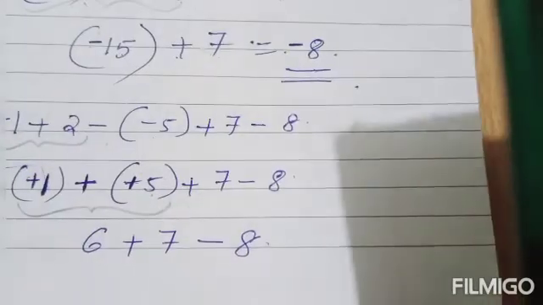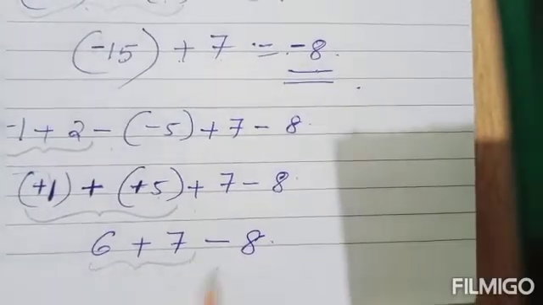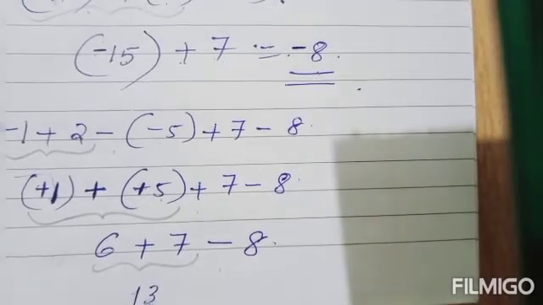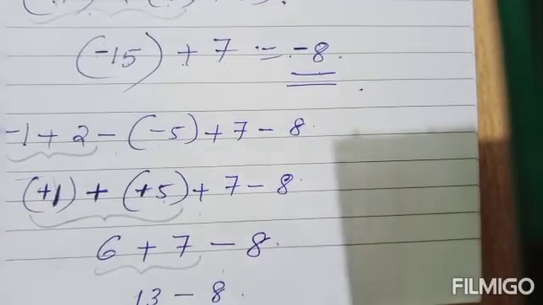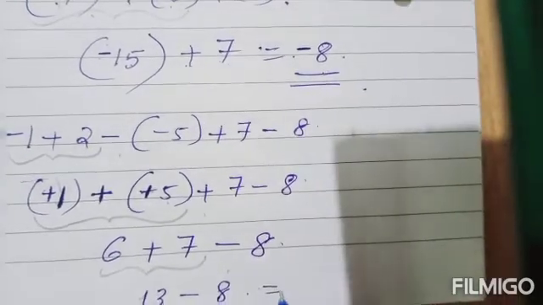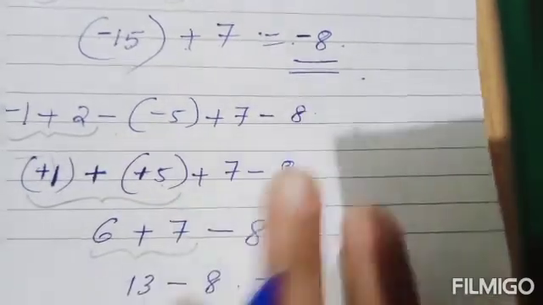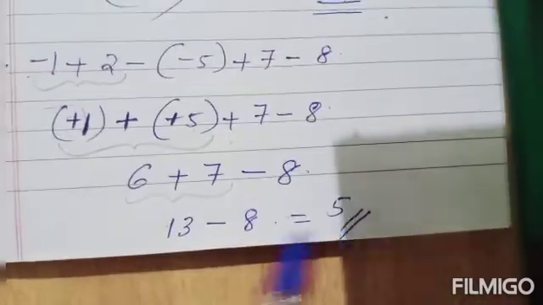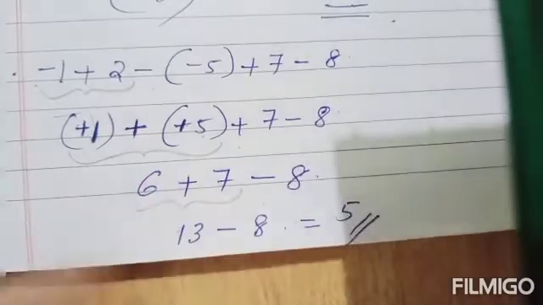Okay, next what to do? 6 plus 7. What is 6 plus 7? It is 13. 13, remaining minus 8. What is 13 minus 8? It is 5. That you know. Okay, so 5 is the final answer.